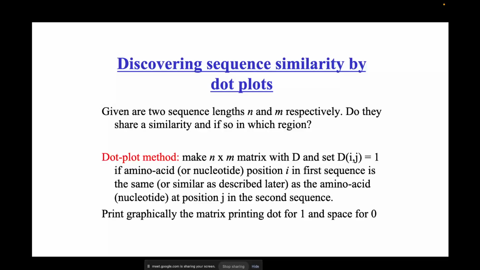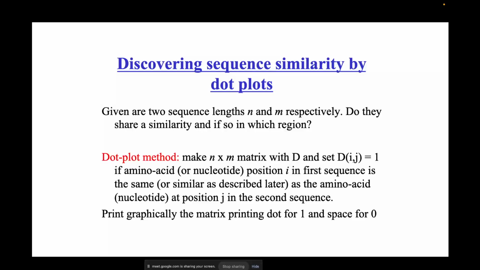Now, one technique to ascertain sequence similarity is by using dot plots. For example, you are given two sequences of length n and m respectively, and you are asked, do they share a similarity? And if so, which region is the similar region? In a dot plot, you make an n by m matrix. Your rows will represent protein A, and your columns will represent protein B.